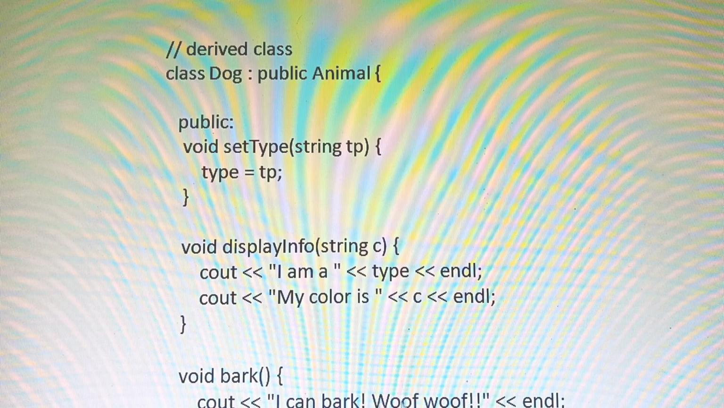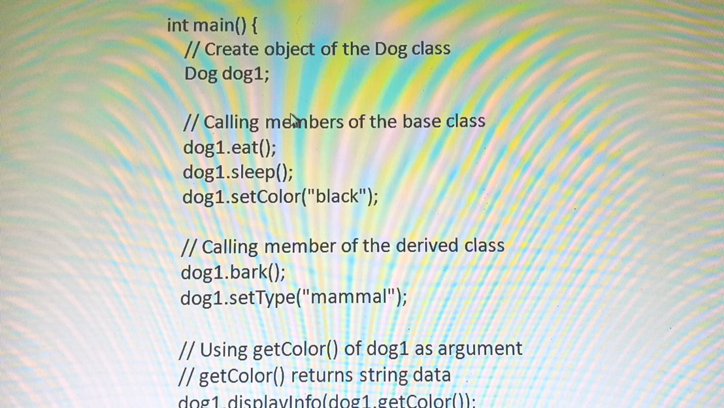Then bark, the same function. This is a function of the derived class. Then see how it will work. See, this is the object of the derived class, dog1. Dog1 dot eat, dog1 dot sleep. This is calling the members from the base class. Dog1 set color black, calling the members from the base class. Then calling the members from the derived class, that is dog1 dot bark, dog1 dot set type Mom, the dog's name.